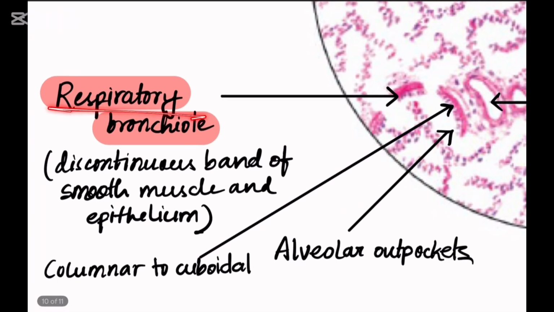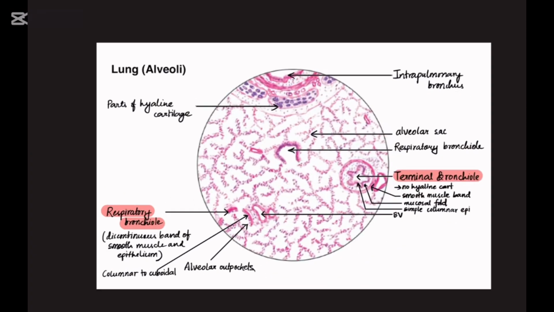Then we have respiratory bronchiole. The respiratory bronchiole also contains the epithelium along with smooth muscle. However, they are present in parts, that is, there is discontinuous band of smooth muscle and epithelium. As a result, the space inside is in direct communication with alveolar sac, forming alveolar outpockets. The epithelium again is columnar to cuboidal.